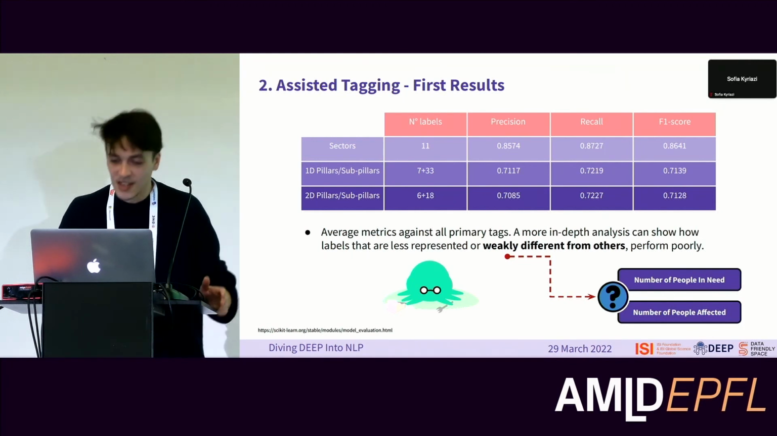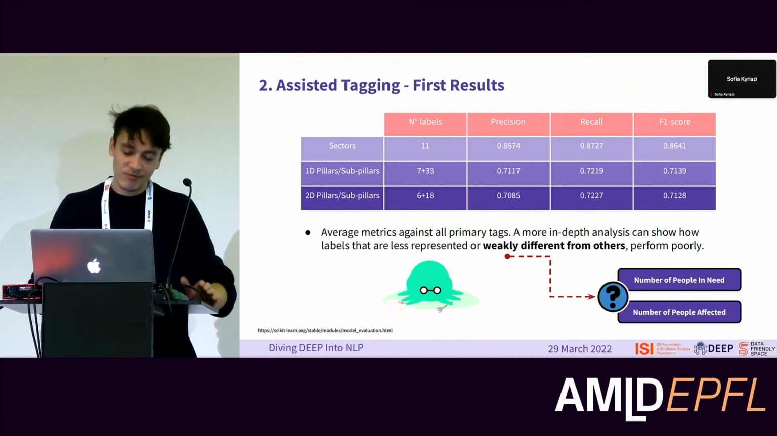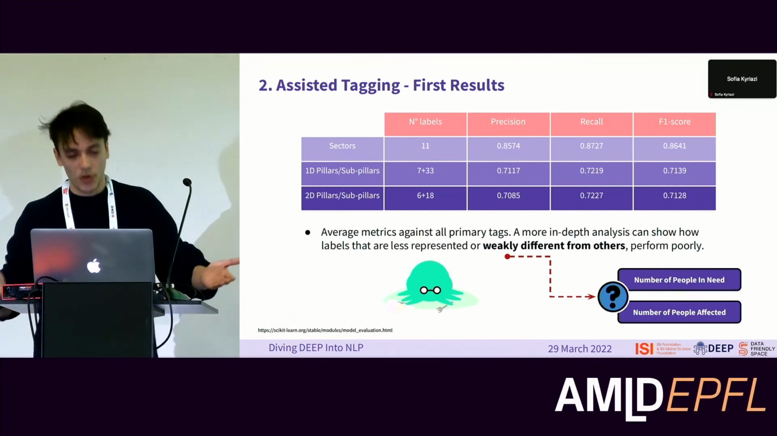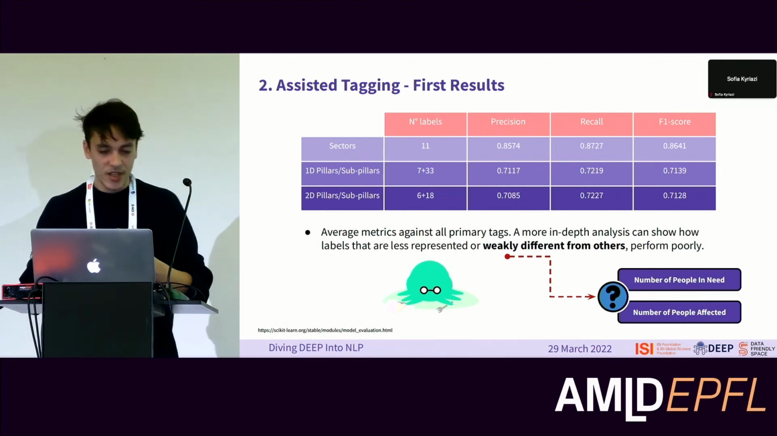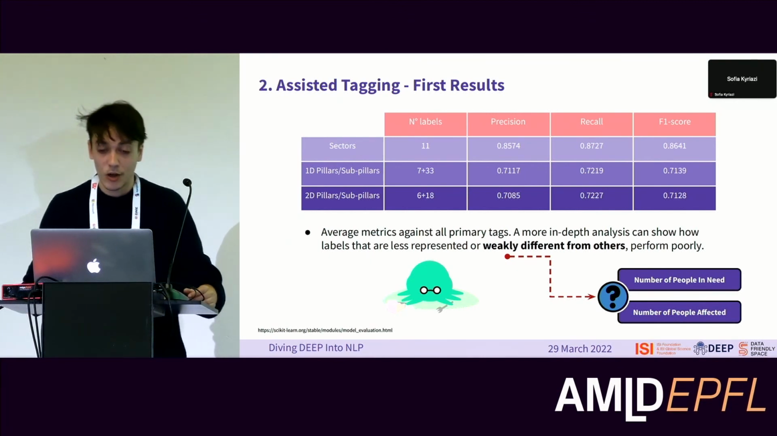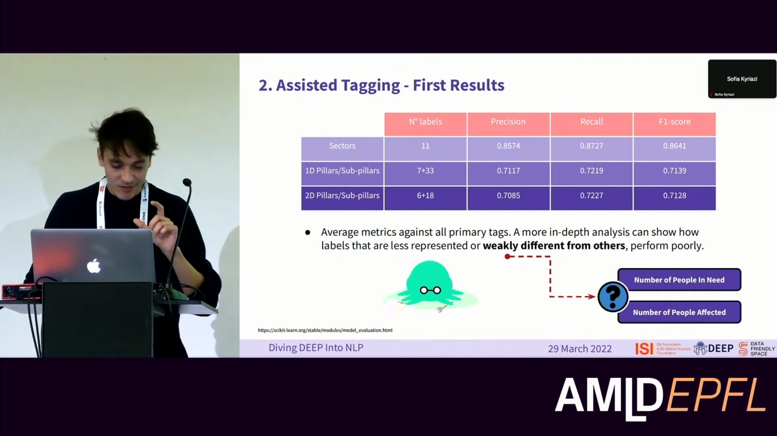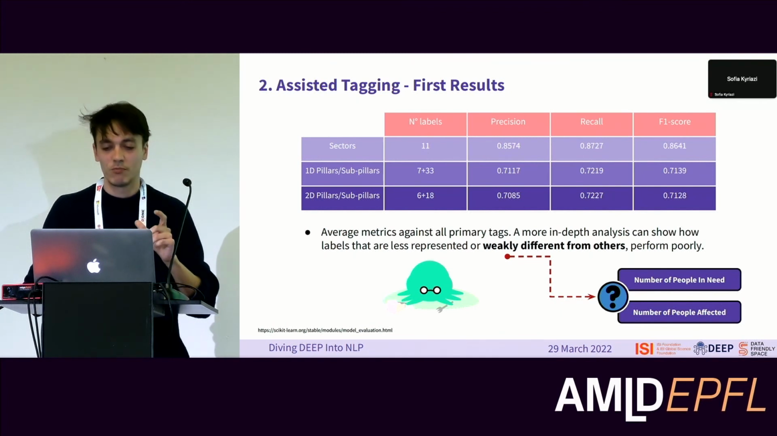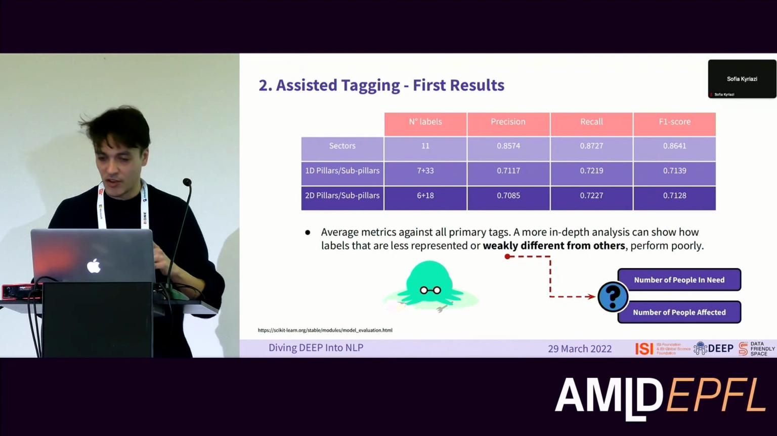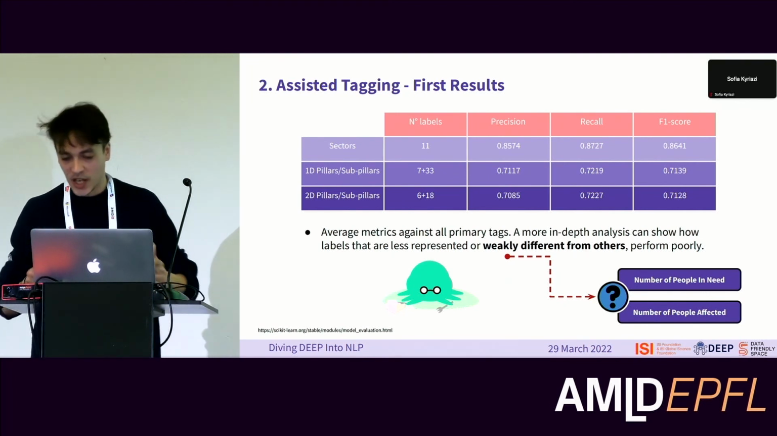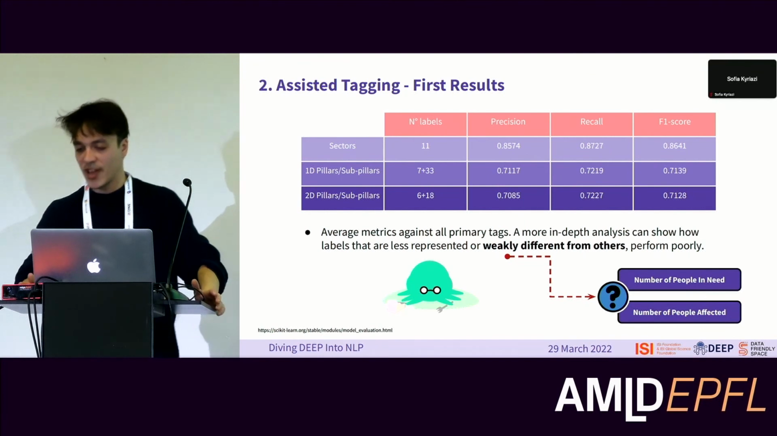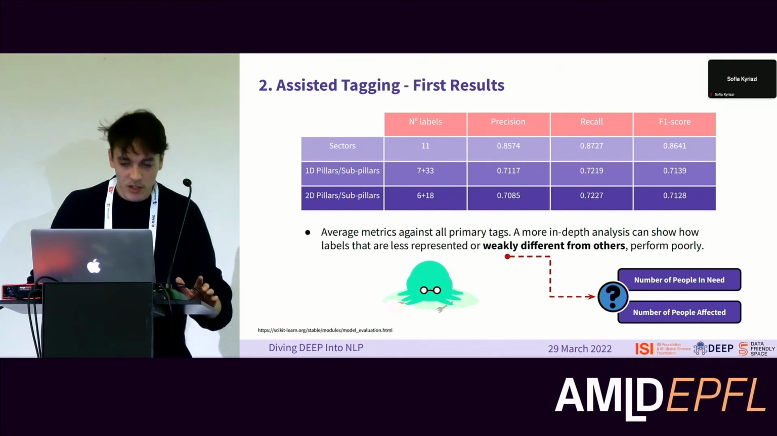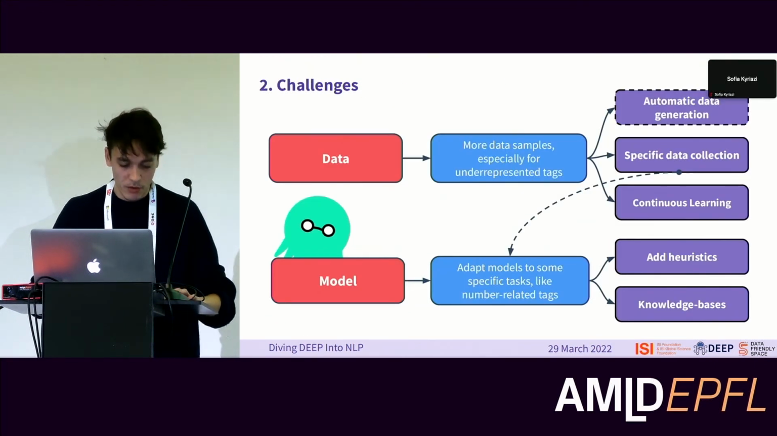It doesn't seem so bad, but during the workshop we can also see that a more in-depth analysis shows that, for sure, labels that are less represented don't work so well. There is also a complexity related to the framework, because some labels have only a weak difference between them. We can understand the difference between people in need and people affected, but for a machine learning model it's pretty much the same thing probably, so it's not super easy to do.